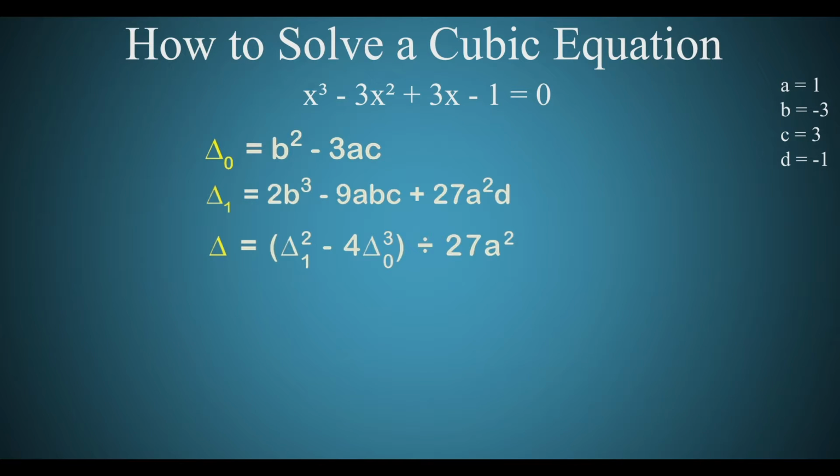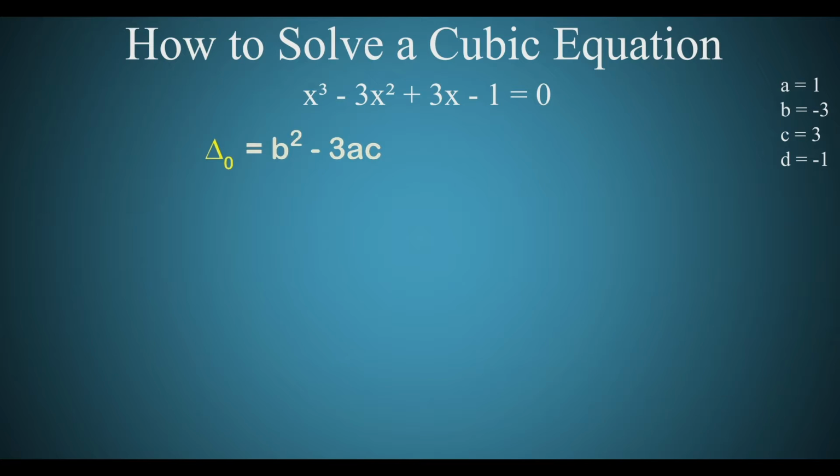So delta naught, which is equal to 2 times b cubed minus, no, that's the wrong one. The other one, which is delta naught, is b squared minus 3ac. And that comes over to 9 minus 9, which is equal to 0.